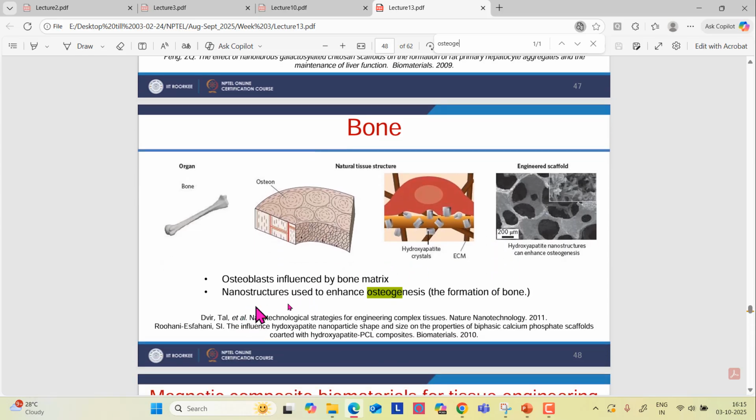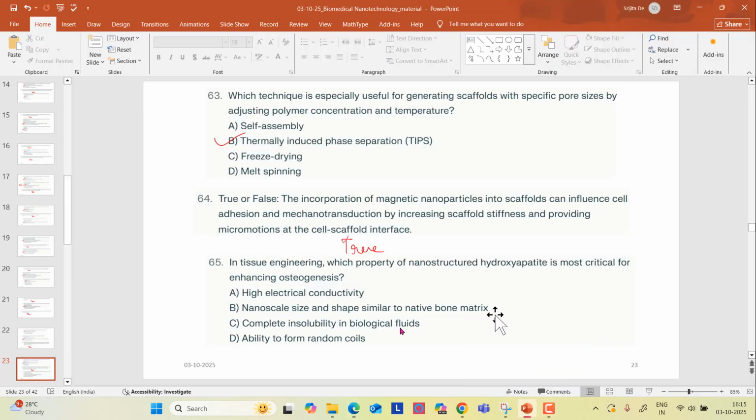So nanostructures are used to enhance osteogenesis. So the one that leads to the nanoscale size, I think. So it will be option B. Nanoscale size and shape similar to native bone matrix will enhance the osteogenesis.